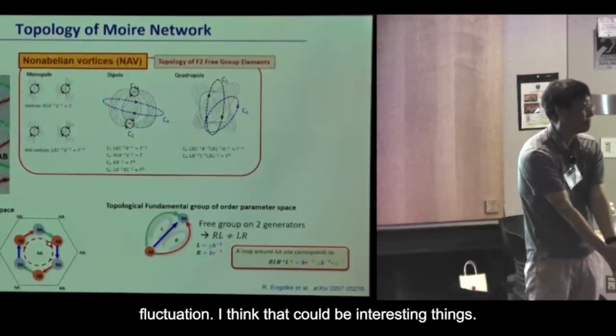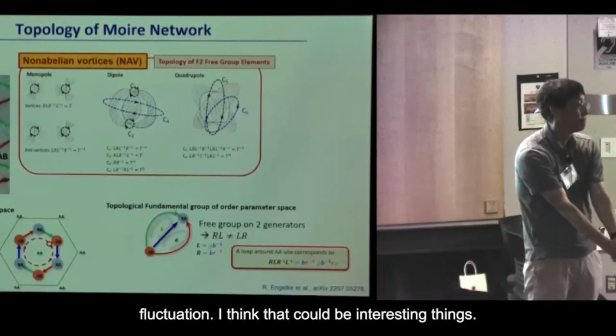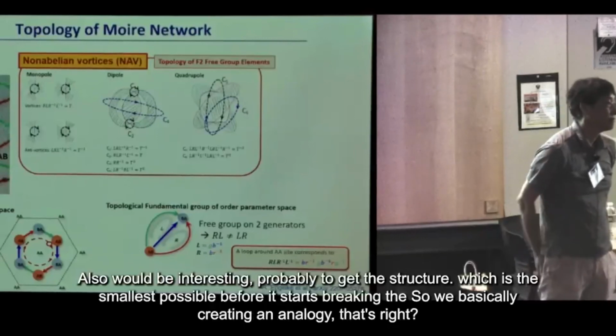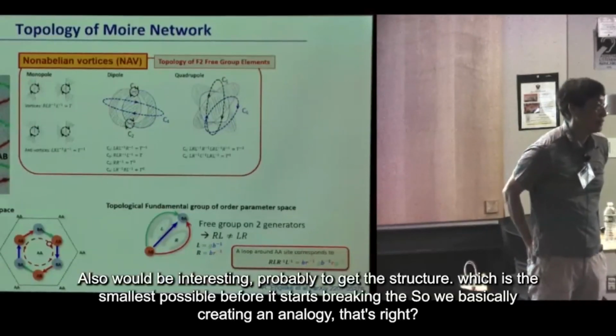It could also be interesting to get the smallest possible structure before it starts breaking the superconductivity, and apply an electric field and force the knots to move. Yeah. So you're basically creating an analogy of a nanowire. That's right. Yes. People did experiments.